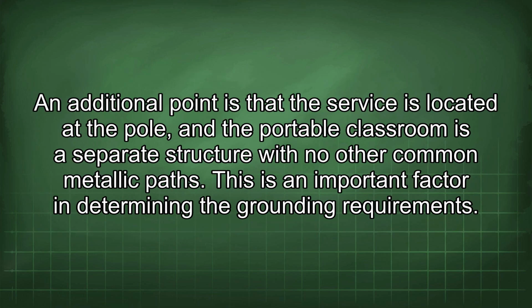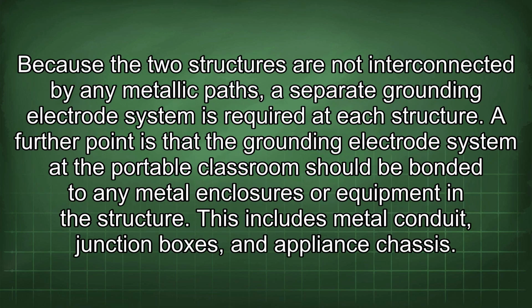An additional point is that the service is located at the pole, and the portable classroom is a separate structure with no other common metallic paths. This is an important factor in determining the grounding requirements. Because the two structures are not interconnected by any metallic paths, a separate grounding electrode system is required at each structure.